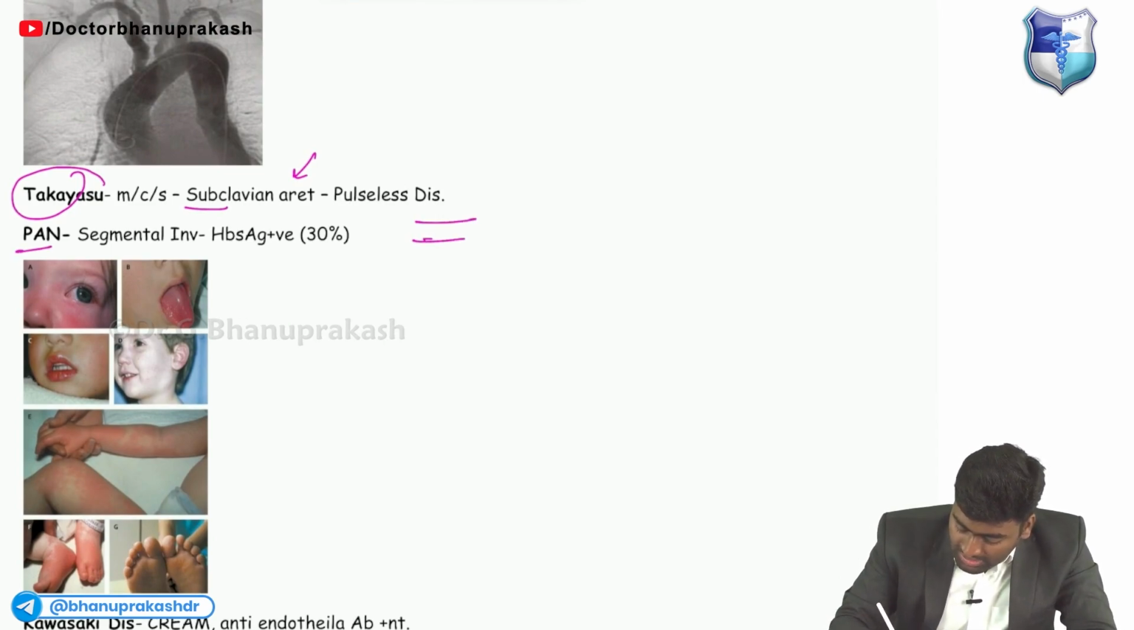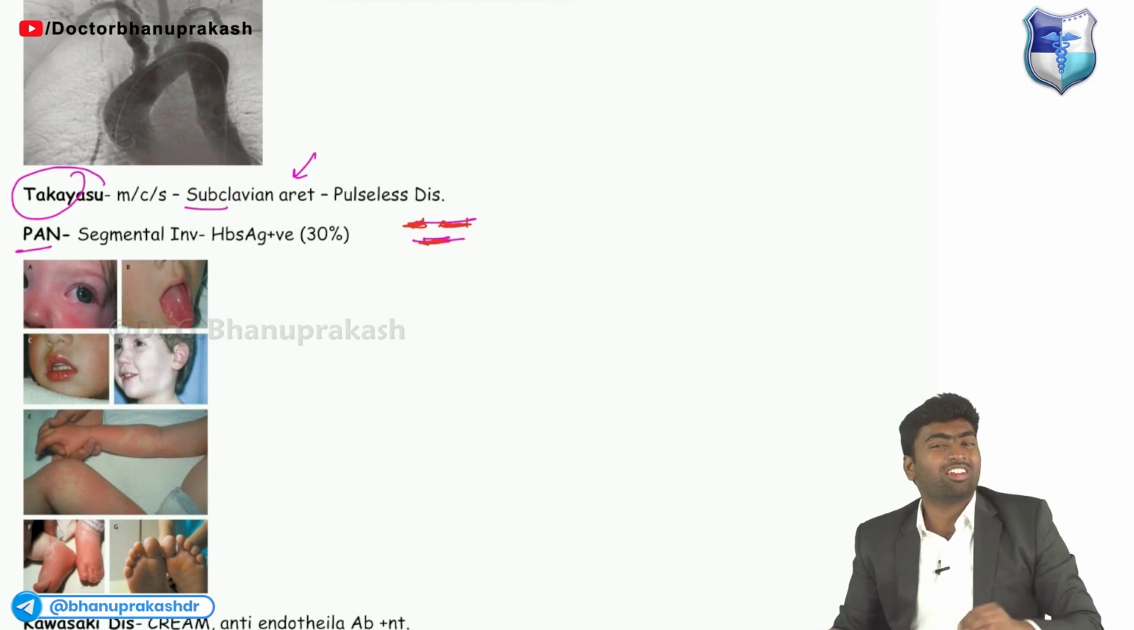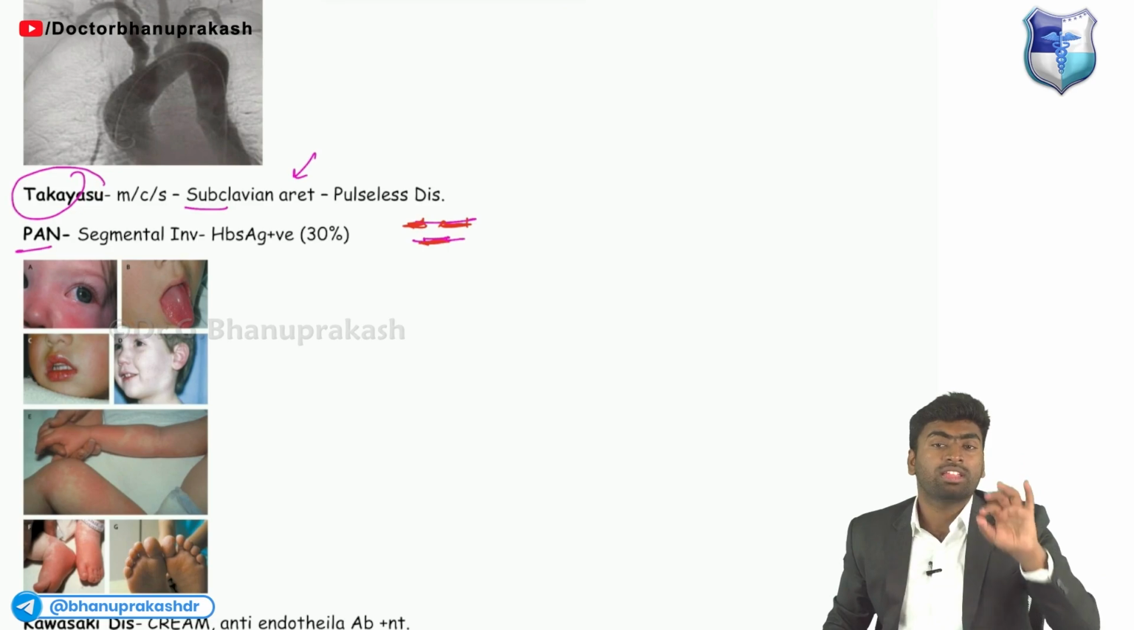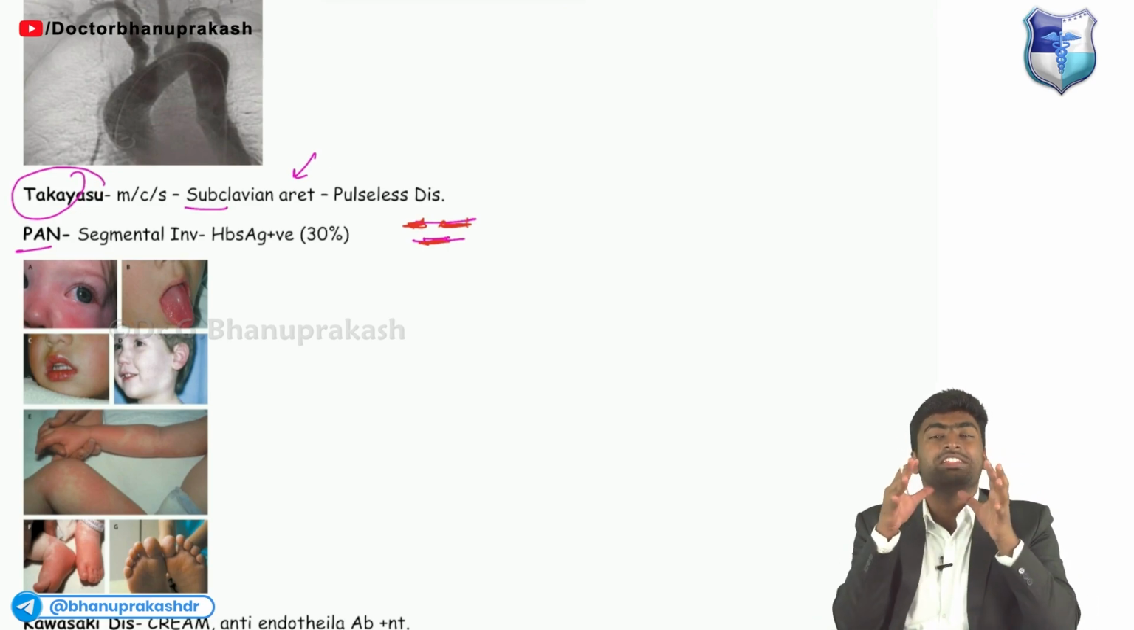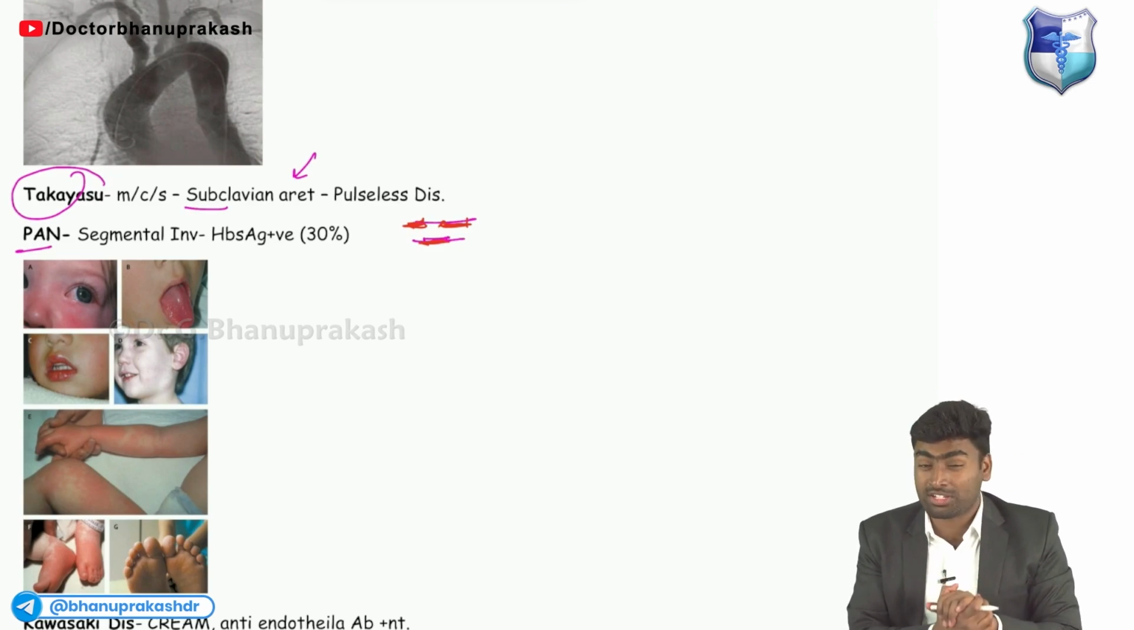Like it won't involve continuously, it will be having a segmental involvement. Segmentally it will involve, there will be sparing. Okay, what is this? Polyarteritis nodosa. And remember one thing, in the case of polyarteritis nodosa, HBsAg will be positive in almost 30% of cases. These polyarteritis nodosa patients will be positive for HBsAg.